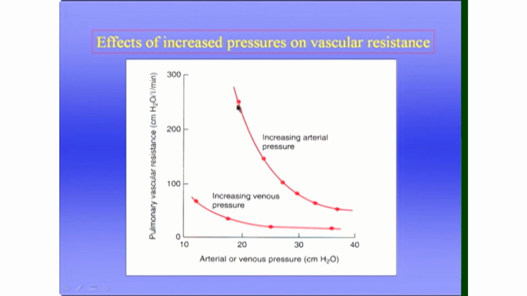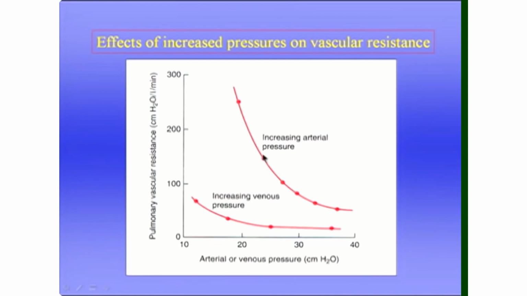Notice that as we increase arterial pressure from about 20 towards 40 here, pulmonary vascular resistance falls. So here you have a situation where you keep the downstream pressure constant, you raise the upstream pressure, arterial pressure, and vascular resistance falls. By the same token, we can do a similar thing if we fix the arterial pressure constant. Suppose we fix arterial pressure at 23 or something centimeters of water here, fix that and increase venous pressure. Well, as we increase venous pressure, pulmonary vascular resistance falls.